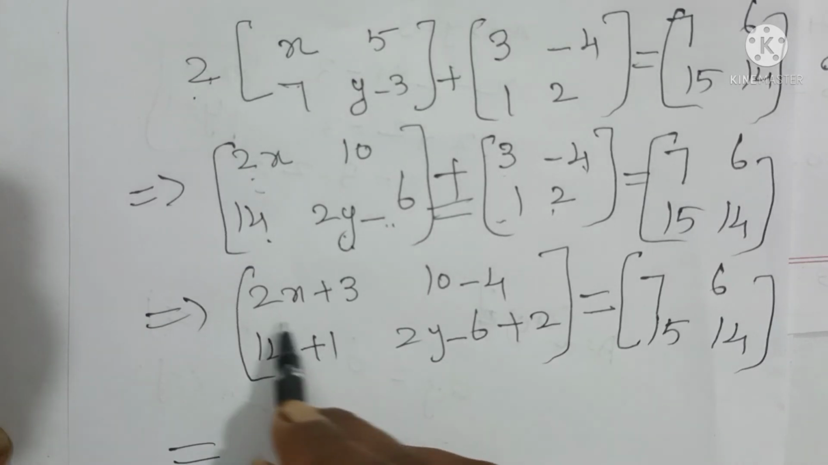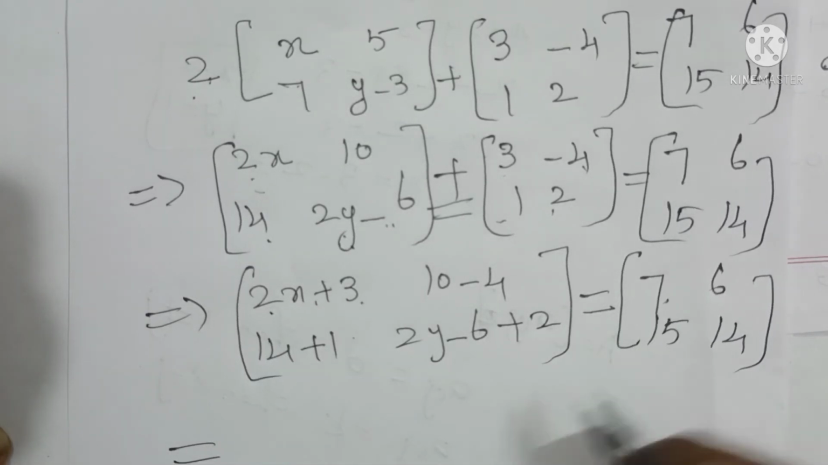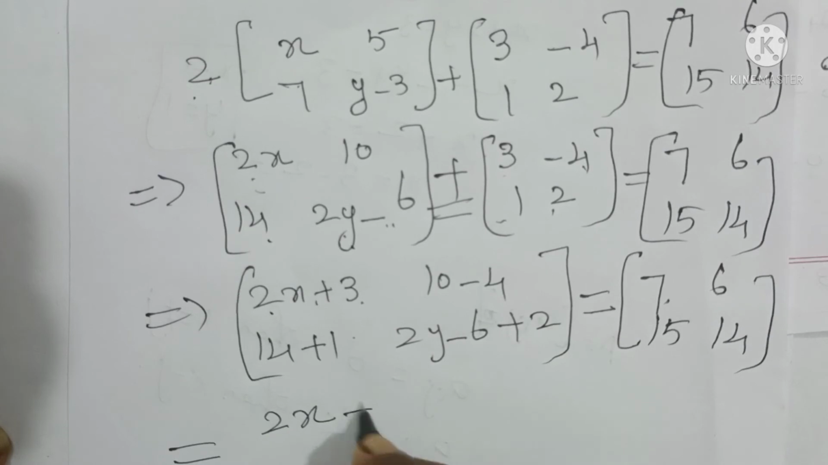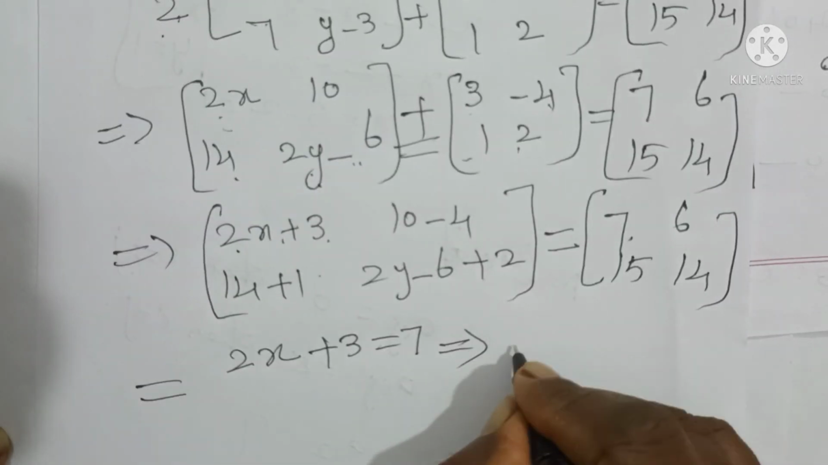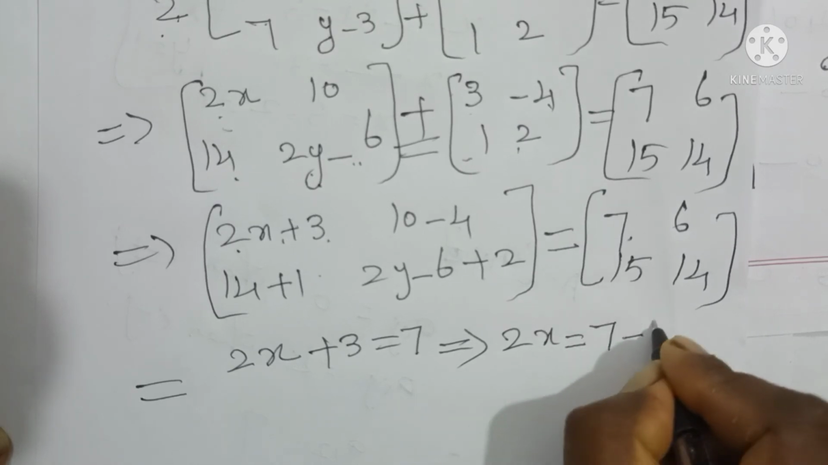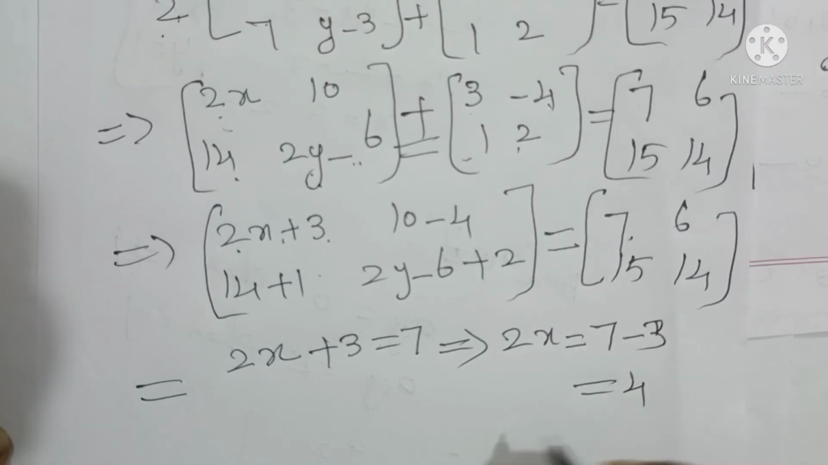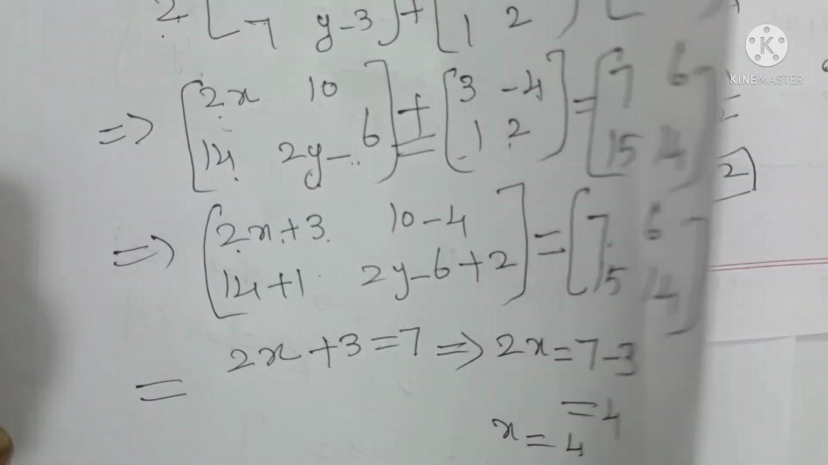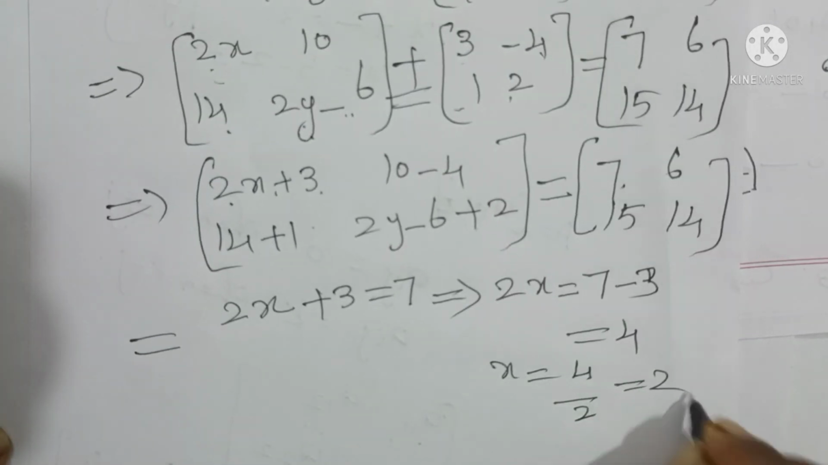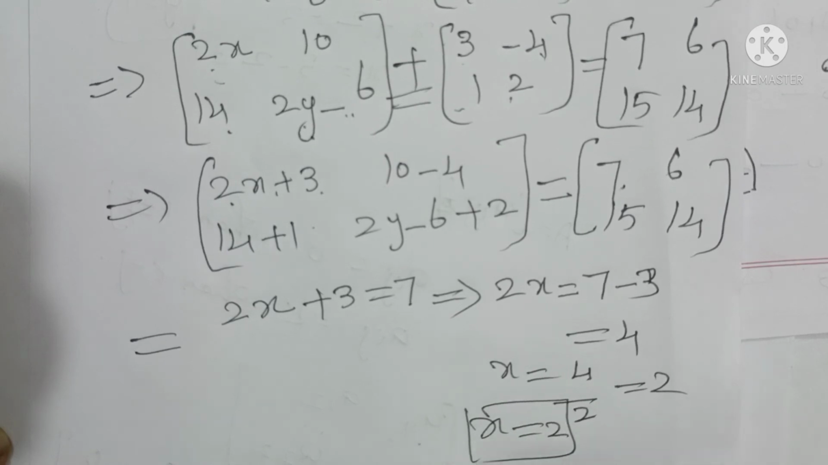Then equate 2x plus 3 is equal to 7. From this you can find the value of x. So 2x is equal to 7 minus 3, which is equal to 4. So x is equal to 4 by 2. So what is the value of x? X is equal to 2.